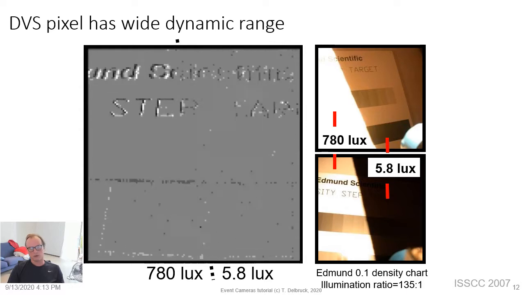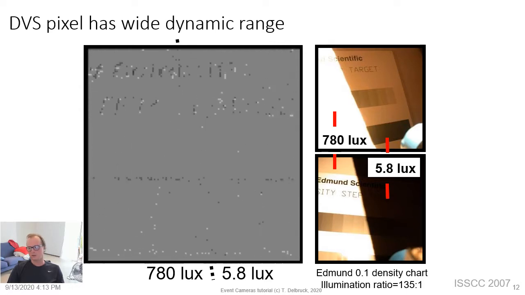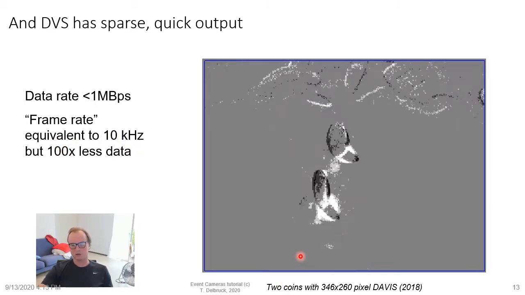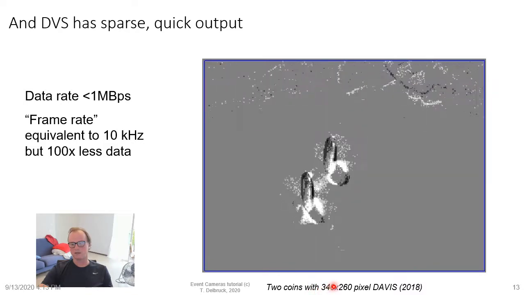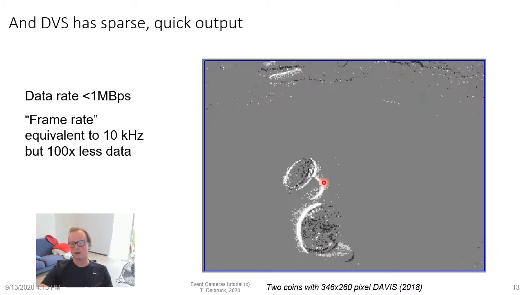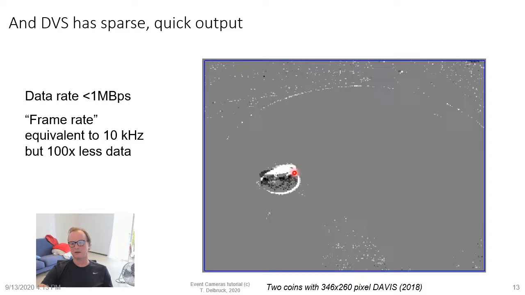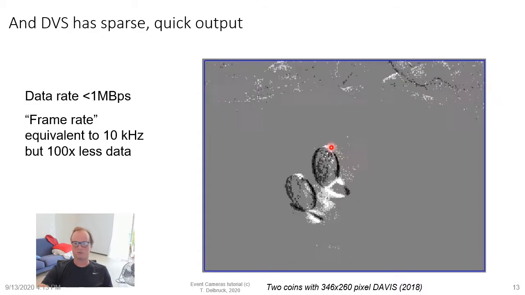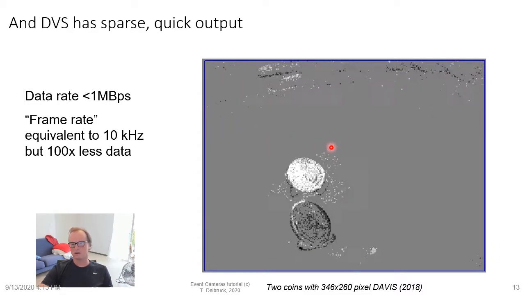The other nice characteristic for a DVS event camera is that it has a sparse and quick output. Now in this video I'm going to play here, the data rate is always less than a megabyte per second, but it has an equivalent frame rate of a 10 kilohertz camera, but 100 times less data. So this video here shows two coins recorded with a 346 by 260 pixel Davis DVS camera, and it shows two coins spinning. And you can see here, because of the event output, we can slow down this normal scene by a factor of 30 or 40, I think, to catch the collision of the two coins.